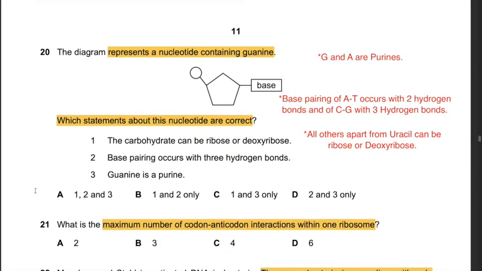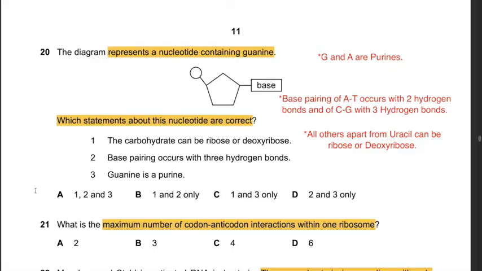Question 20. The diagram represents a nucleotide containing guanine. Which statements about this nucleotide are correct? 1. The carbohydrate can be ribose or deoxyribose. 2. Base pairing occurs with 3 hydrogen bonds. 3. Guanine is purine. Key thing you should know is that guanine and adenine are both purines. Therefore, yes, guanine is a purine. Hence, statement 3 is correct.